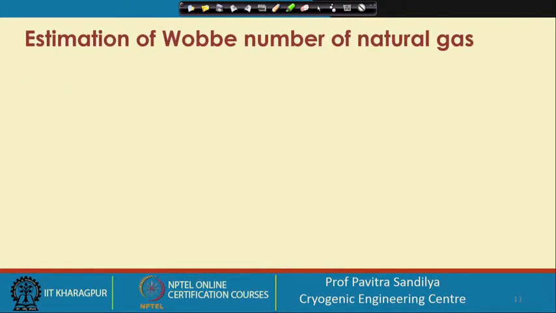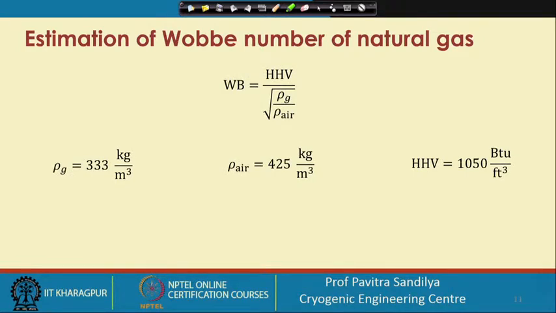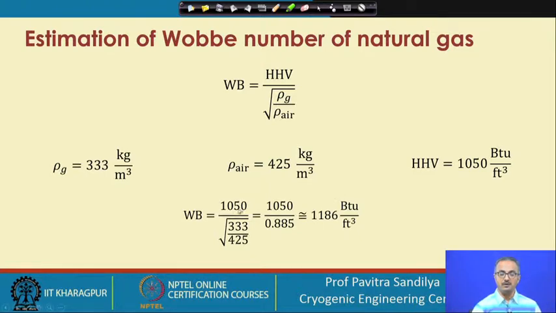Now, we have another correlation for finding the VOC index, and the definition goes like this: the ratio of the high heating value to the specific gravity. Here we have the rho g as 333 kg per meter cube, which can be obtained from our earlier tutorial on the thermophysical property measurement, and here we have the density of the air, and this value has been given in the problem. With these values, we find out the VOC index to be 11886 BTU per cubic feet.